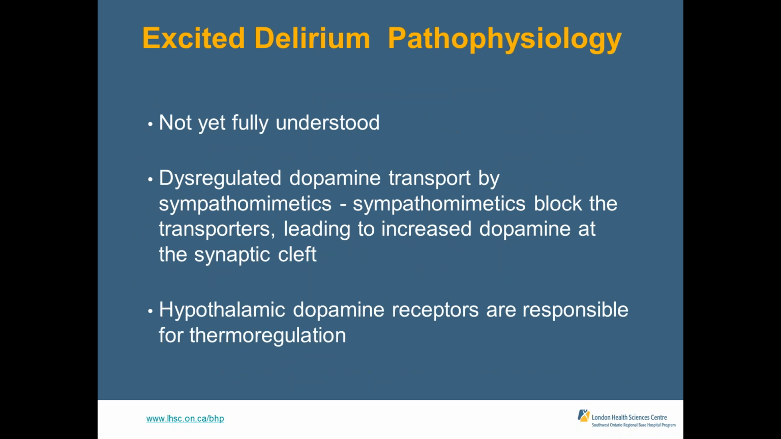So as for the pathophysiology behind excited delirium, again, it's not yet fully understood. It's thought that the dopamine transport is dysregulated by the sympathomimetics that these patients are ingesting, and that it blocks the transporters for dopamine, increasing the amount of dopamine at the synaptic cleft. So they're just continually being stimulated by this. And dopamine affects a few processes in the body. One of them is thermoregulation at the hypothalamus in the brain. And this would explain why they do become so hyperthermic, because of that dysregulation.